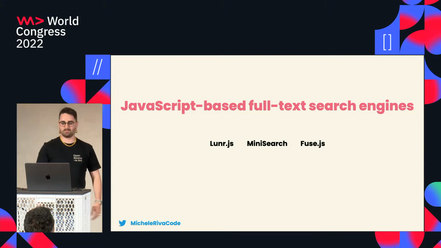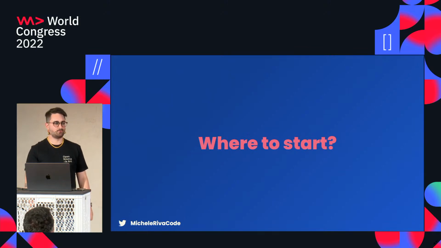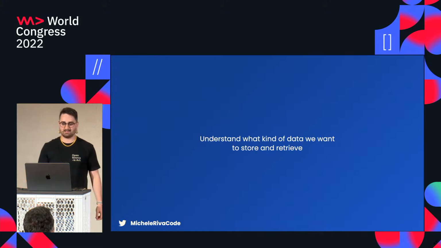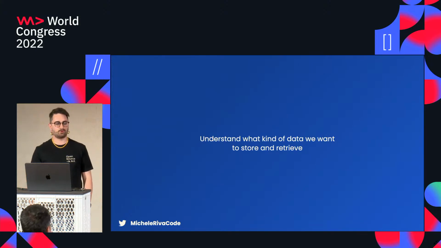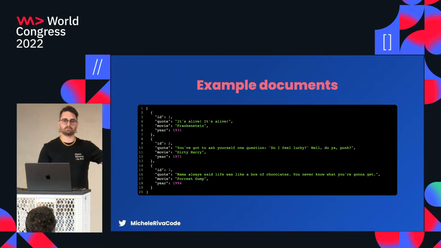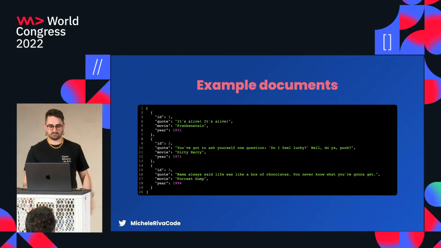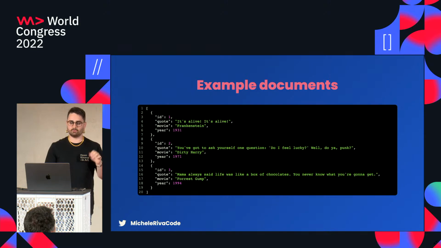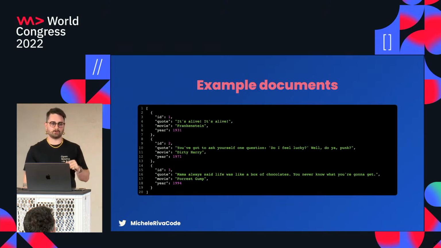OK, now it's time for us to start. But where should we start? I would say we should start by understanding what kind of data we want to store and retrieve. So let's begin with the simplest data possible. Let's start with these documents. From now on, objects will be called documents. I have some movie quotes from Frankenstein, Dirty Harry, Forrest Gump, for example. And from now on, we will concentrate on the quote part. So let's say we will be building an index to index, of course, the quote from the document.